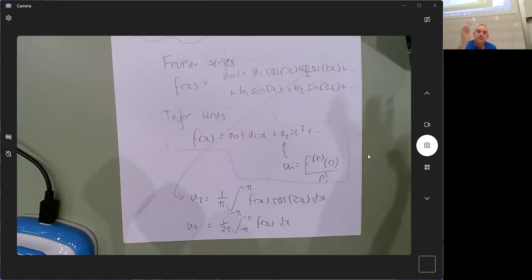Here's the thing. When you do a Fourier series, you can do it complex number-wise if you want. Instead of using cos and sine, you can use e to the i x, because that includes both the cos and the sine simultaneously. That's one way of thinking about it.